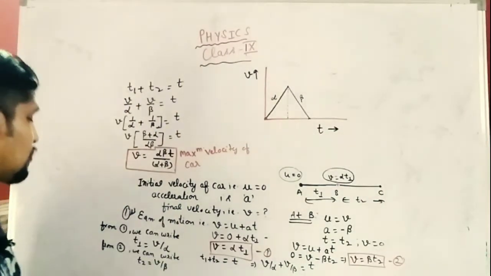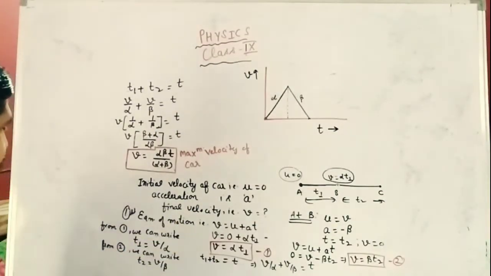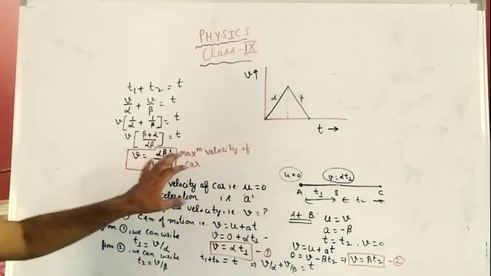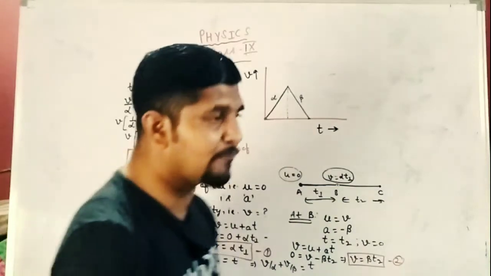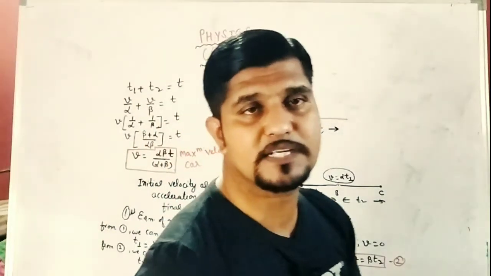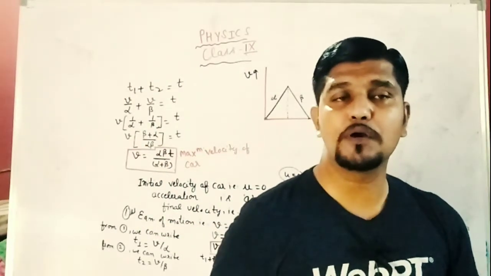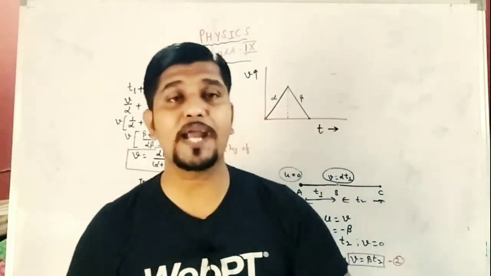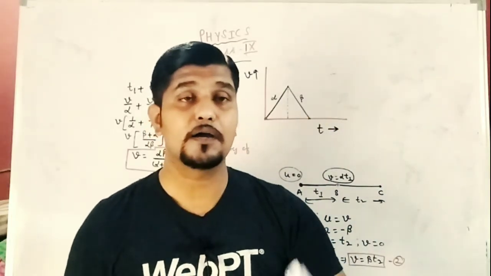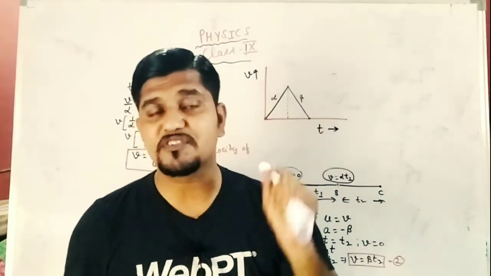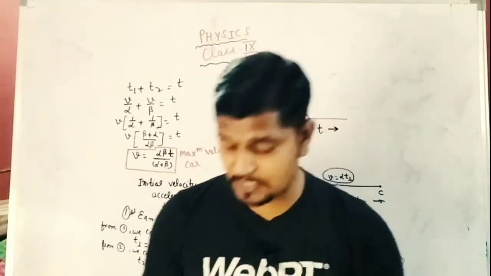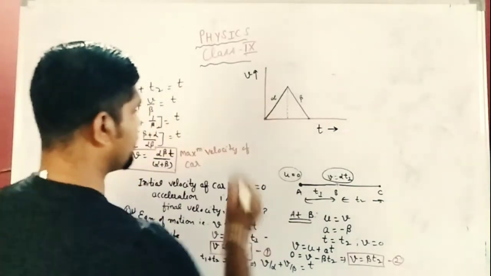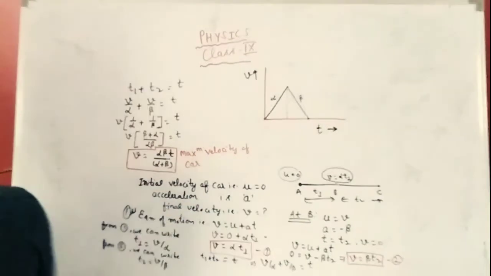Clear? So now we have the maximum velocity alpha beta T by alpha plus beta. For the velocity time graph, whenever you have to find the total distance traveled, what you will do is find the area of the graph given to us, or you can say the area under the curve of the velocity time graph.